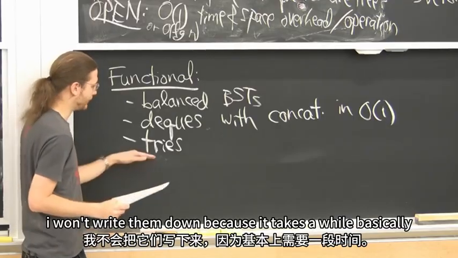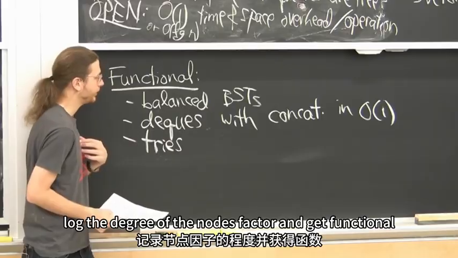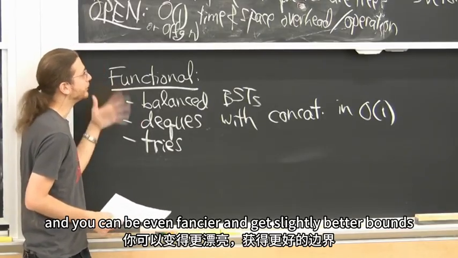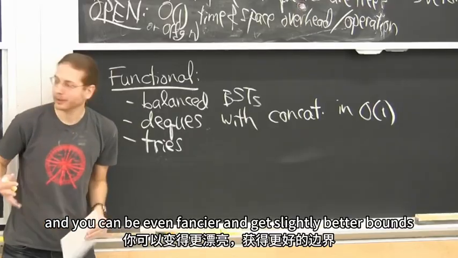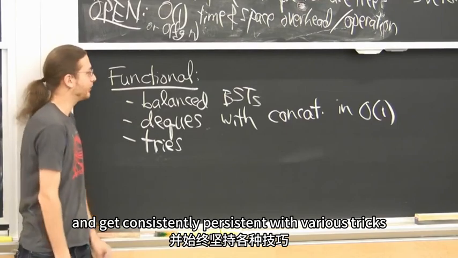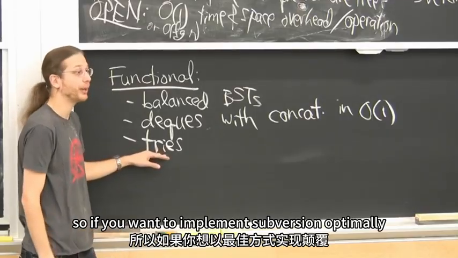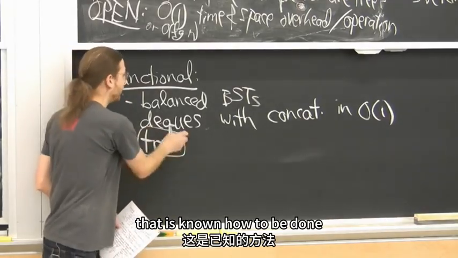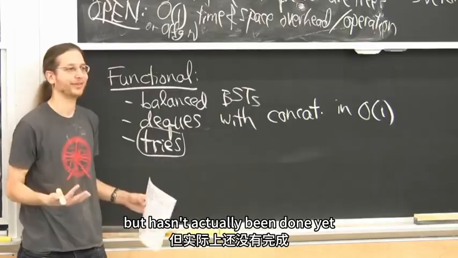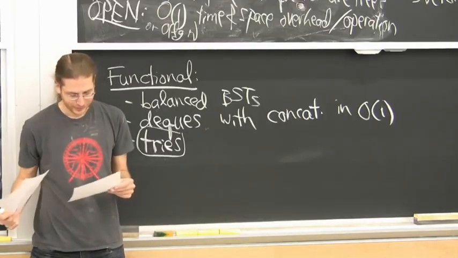I won't write them down because it takes a while. Basically log the degree of the node's factor and get functional, and you can be even fancier and get slightly better bounds like log the degree and get confluently persistent with various tricks, including using all of these data structures. So if you want to implement Subversion optimally, that is known how to be done, but hasn't actually been done yet because there are those pesky constant factors.